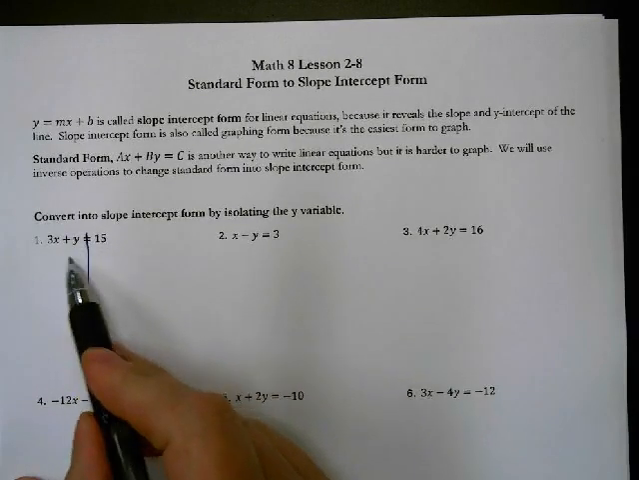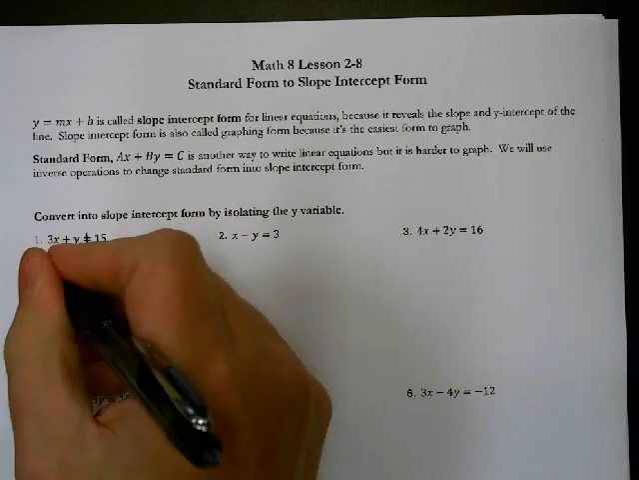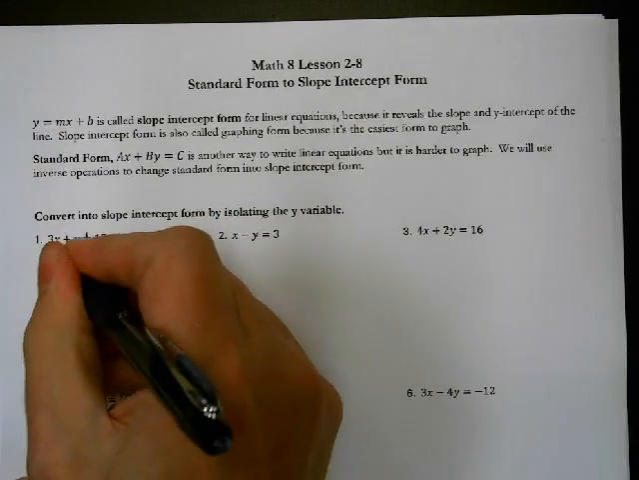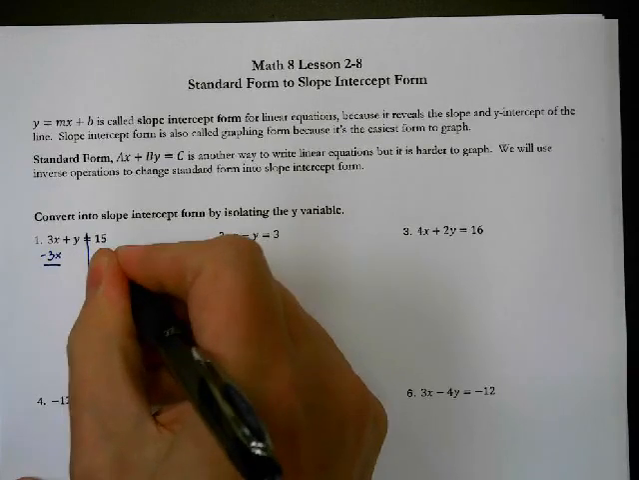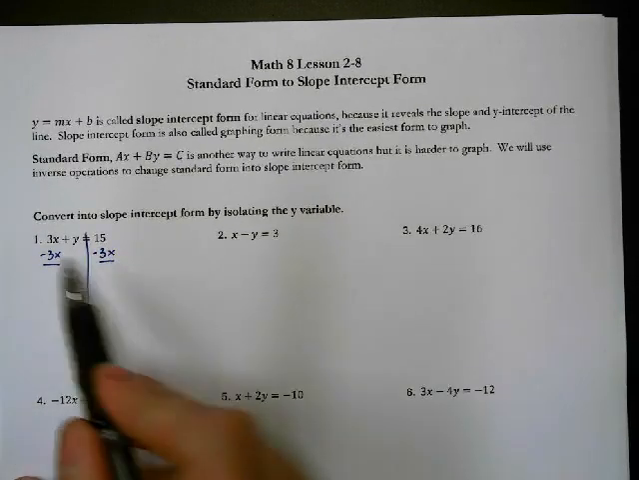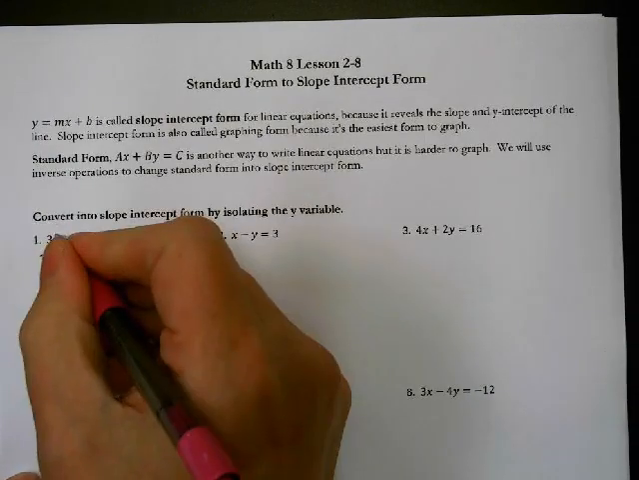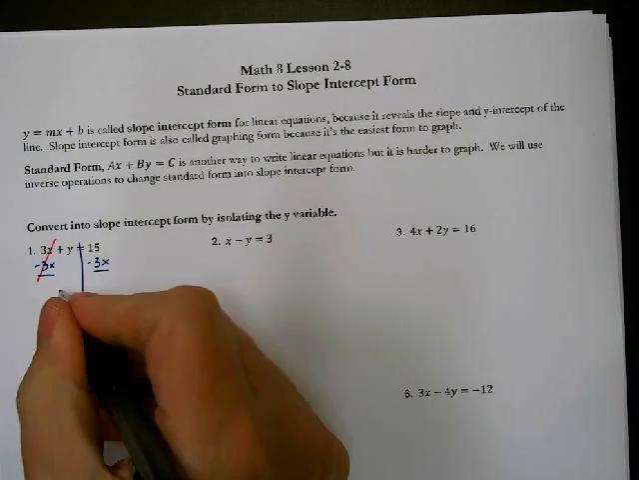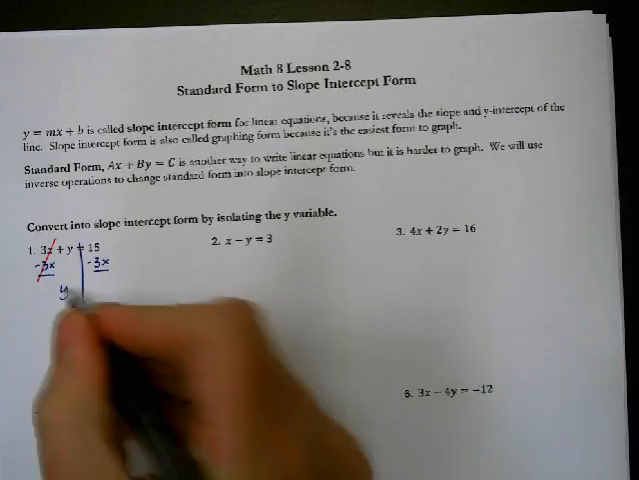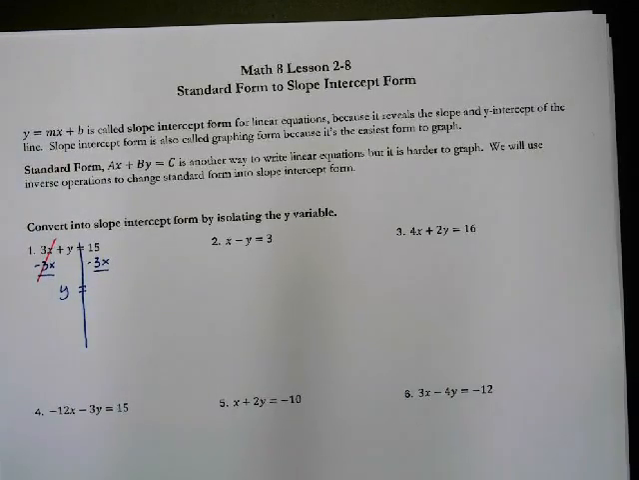I want to isolate y, so y is going to stay over here. So how do I get rid of positive 3x? I simply subtract 3x from both sides. I'm going to subtract 3x from this side. I'm going to subtract 3x from this side. Now, over on this side, the x's have now canceled each other out. I am left with y. I have isolated y. There is much rejoicing. That is my goal, so I have achieved my goal.